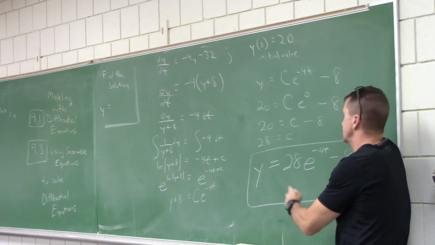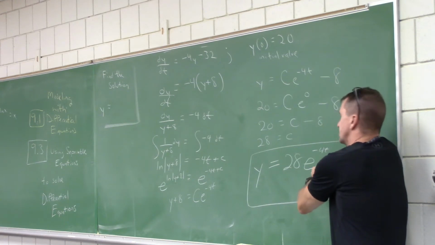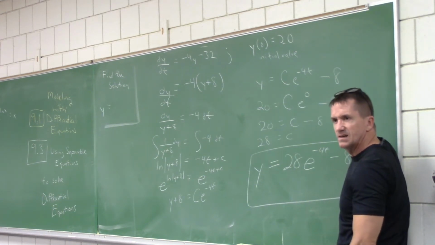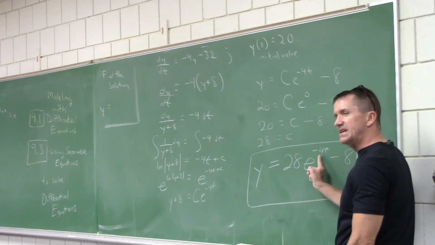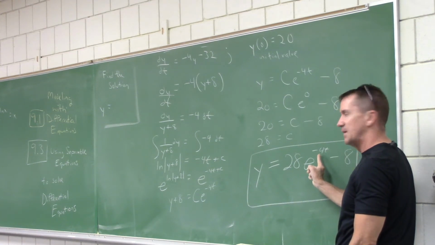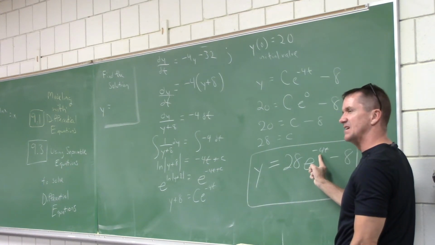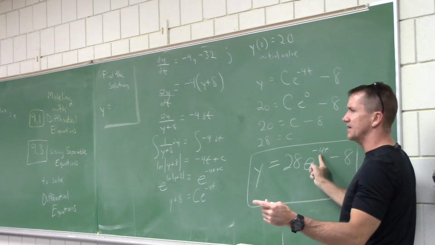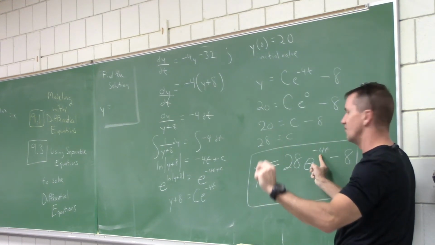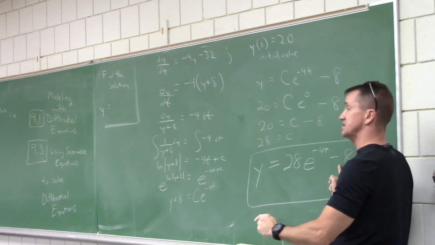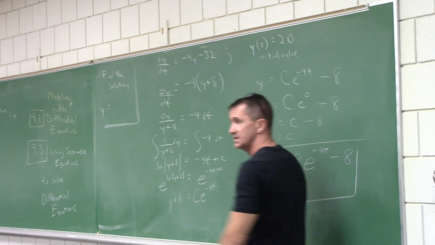Hey, does anybody, I'm just going to extend this question. What would happen to this expression as t goes towards infinity? Remember, that would be e to the negative infinity, which is 1 over e to the infinity, which would approach 0. So 0 minus 8. As t approaches infinity, this would approach a what? Negative 8. A negative 8.